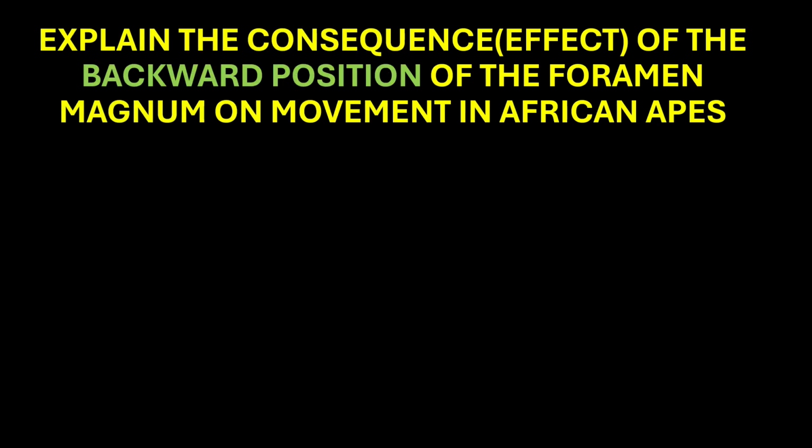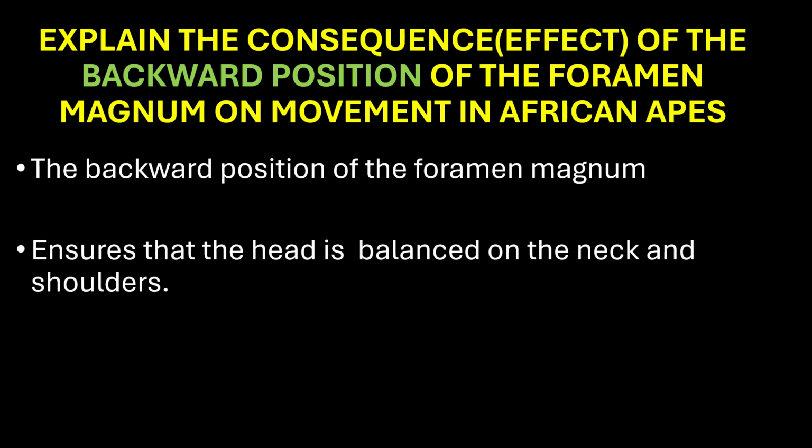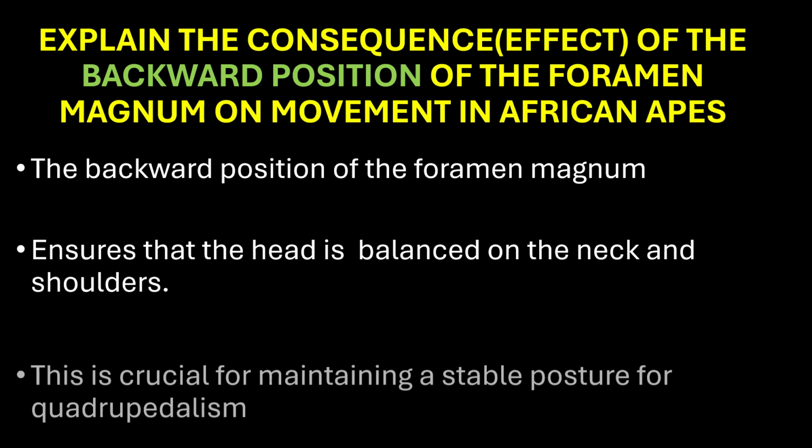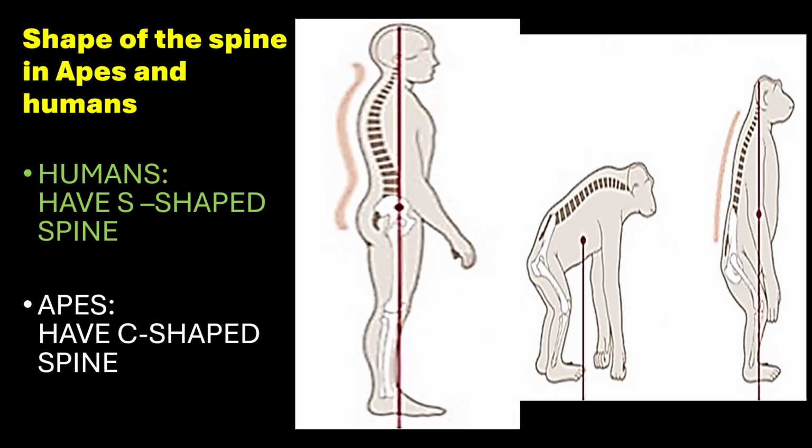Let's look again. Explain the consequence or effect of the backward position of the foramen magnum on movement in African apes. So the backward position of the foramen magnum ensures that the head is balanced on the neck and shoulders, and this is crucial for maintaining a stable posture for quadrupedalism. So if we put them together, we have humans and apes here.